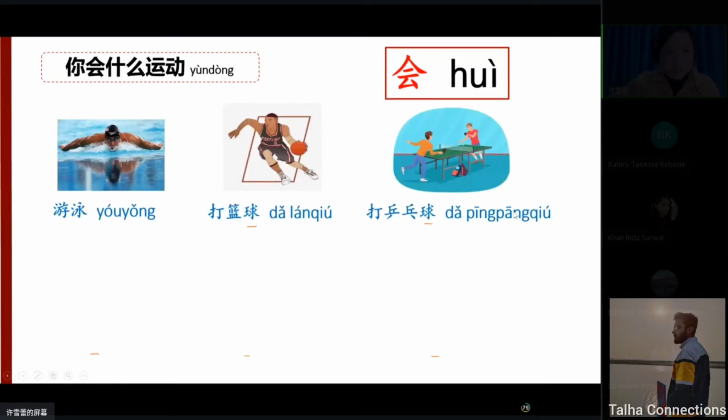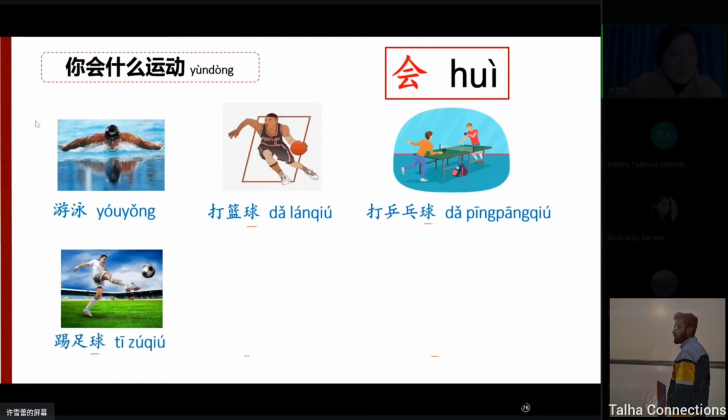Yeah, we've done these two. And just now I saw someone mentioned 我很会踢足球. 我会踢足球. 我很会踢足球. Yeah, I play football and I can play football very well. 很会踢足球. Now here, do you notice that the verb changes?